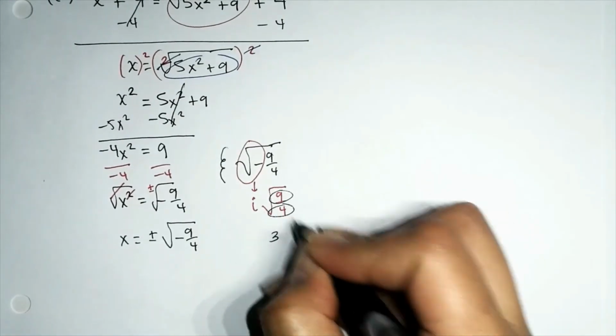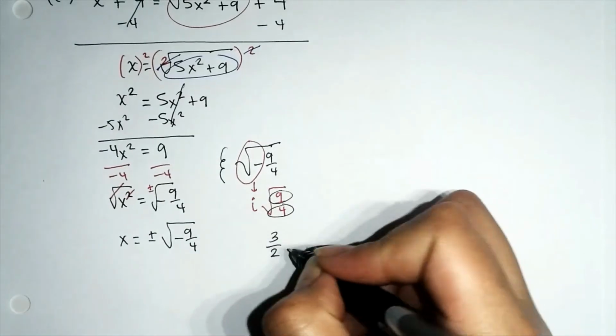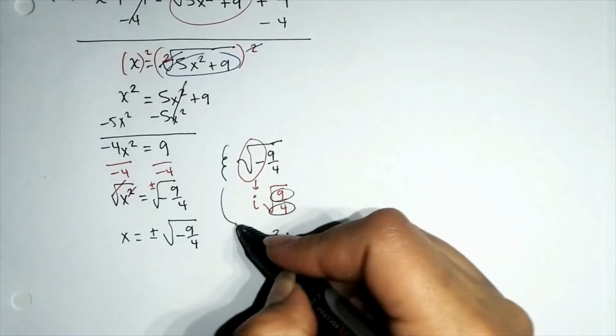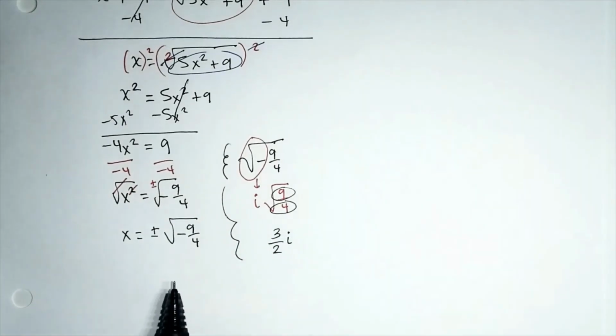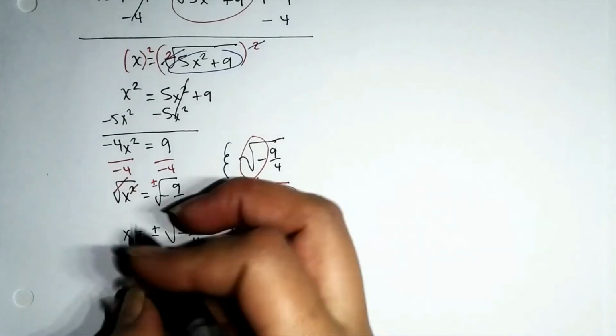Square root of 9 gives us 3. Square root of 4 is 2. So all together, the square root of 9/4 gives us 3/2. And let me put the times i at the end for aesthetic reasons. So thanks to our hard work, we have that the square root of negative 9/4 simplifies to 3/2 i.